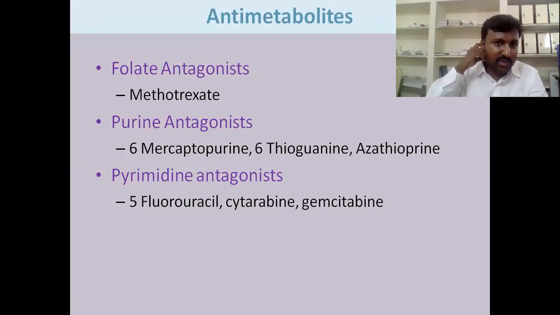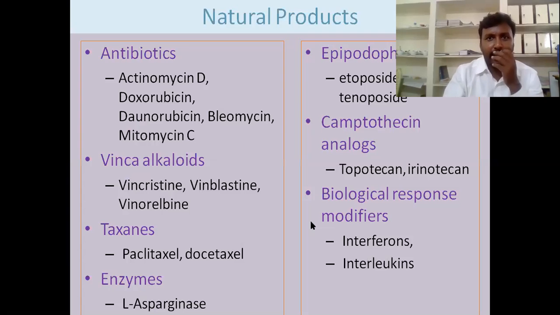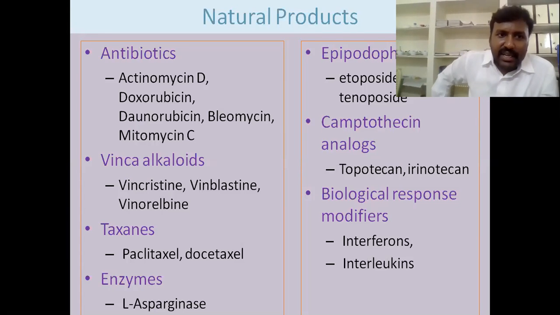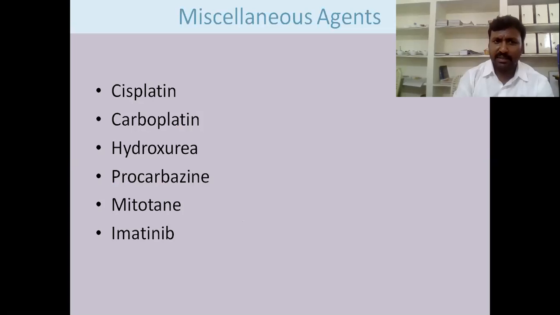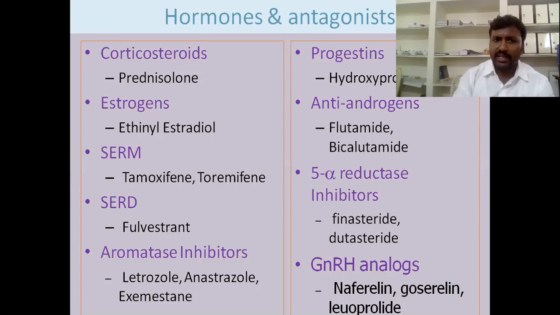Next, antimetabolites. What are the antimetabolic drugs? Folate antagonist, methotrexate; the folate reductase we already covered, and sulfonamides we discussed, so the mechanism of action is the same. Purine antagonists: 6-mercaptopurine, 6-thioguanine, azathioprine. Pyrimidine antagonists: 5-fluorouracil, cytarabine, and gemcitabine. Then natural products, antibiotics, vinca alkaloids, taxanes, enzymes, and other drugs. These are the miscellaneous, the hormones and antagonists.